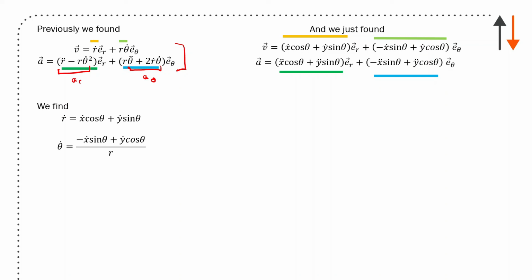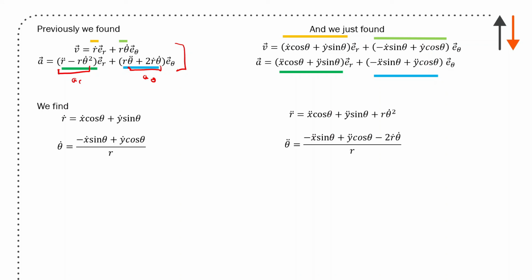So if we do the substitution, we find that r dot equals x dot cos theta plus y dot sine theta. Theta dot equals (minus x dot sine theta plus y dot cos theta) divided by r. R double dot is equal to x double dot cos theta plus y double dot sine theta plus r theta dot squared. Theta double dot is equal to (minus x double dot sine theta plus y double dot cos theta minus 2 r dot theta dot) divided by r. Now you can see right away that you have all these terms. Everything is just taking the definitions and taking the two different geometries.